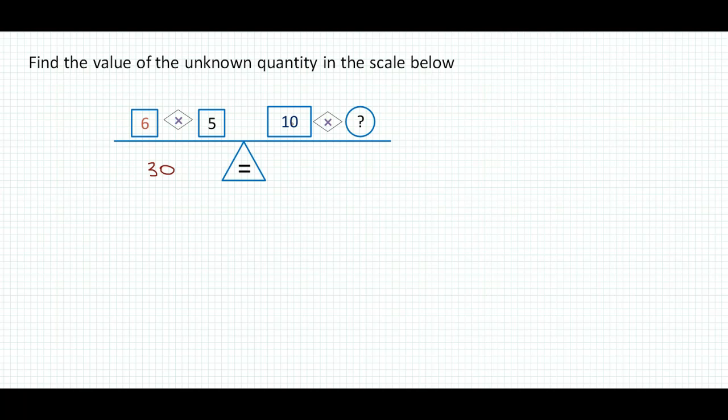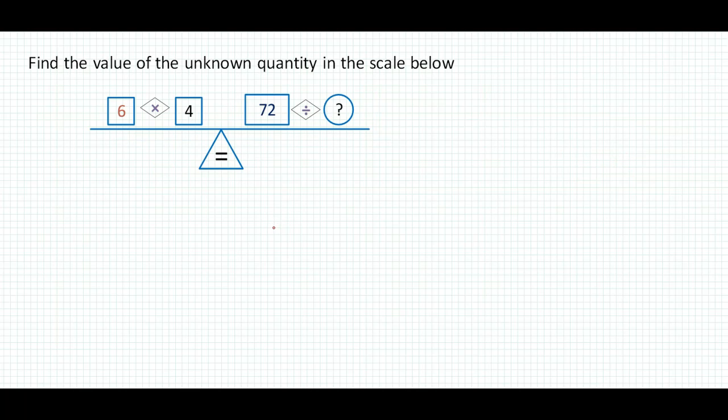So now we're saying here that if I have an object that weighs 10 pounds, how many of such objects do I need on this side to balance out with the side on the left hand side? So all we have to do here is 30 divided by 10. That's going to give us 3. So here I just need 3 objects that weigh 10 pounds to balance out with this left hand side where you have 6 objects that weigh 5 pounds or 5 objects that weigh 6 pounds.